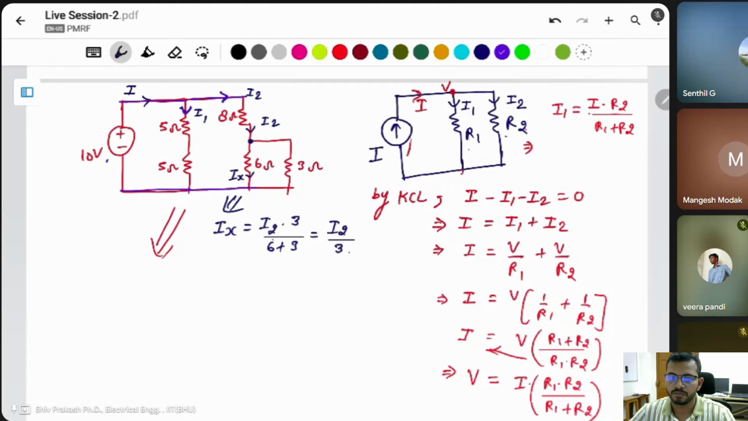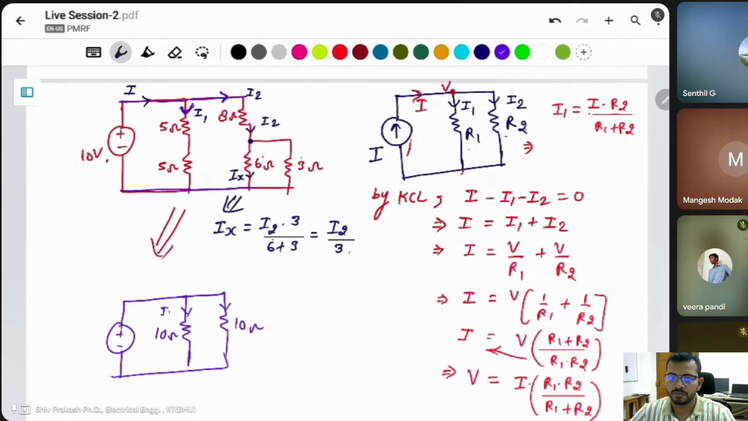Then what is the current here? I write here again, this is also 10 ohm resistance. Then what is the total resistance of this one, the equivalent of this parallel combination? 3 and 6: 3 times 6 is 18, divided by 9, this will be 2 ohm, and 8 ohm here. 8 plus 2 is 10 ohm. Both are the same, 10 ohm resistance.